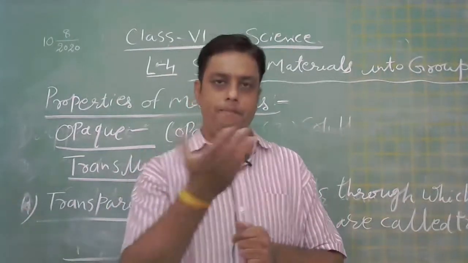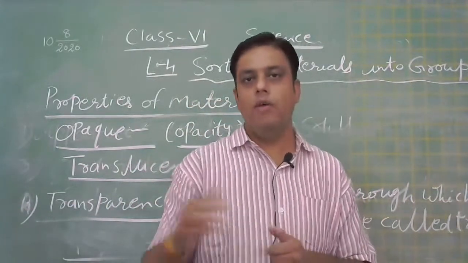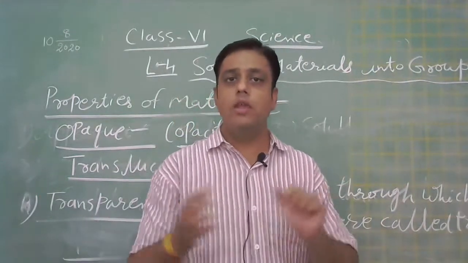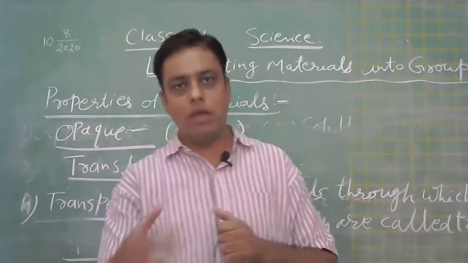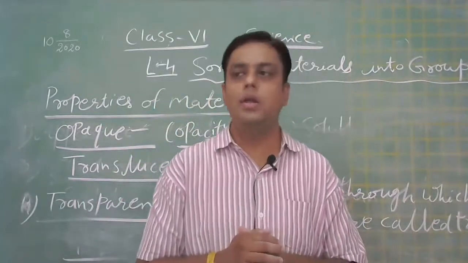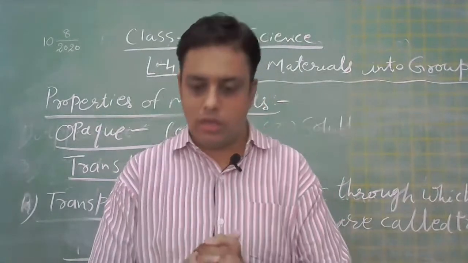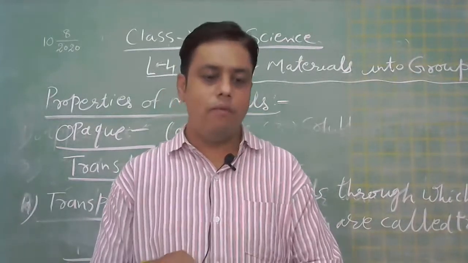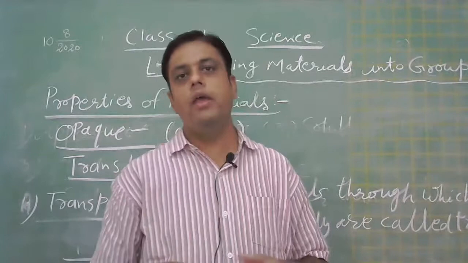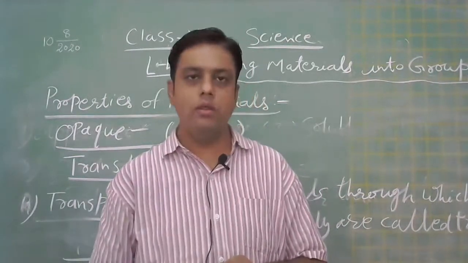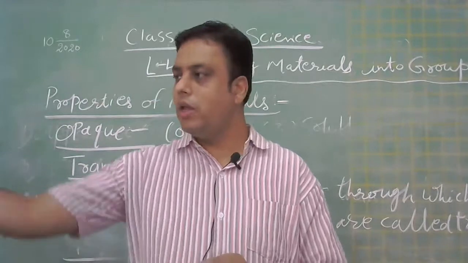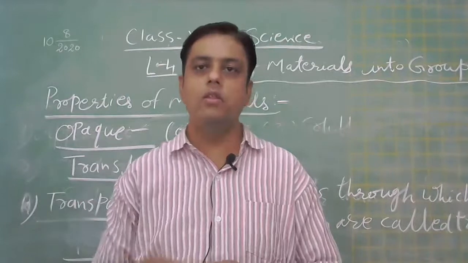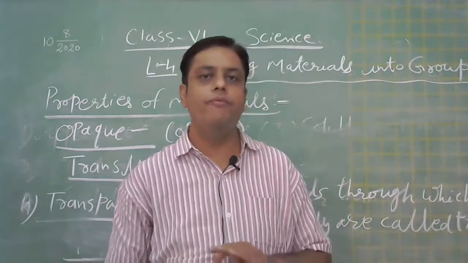Other things: sometimes in the rainy season the water is not clear, some sand is mixed in it, so it is muddy water. Muddy water also we can see through but not clearly. One more thing, in the winters we see fog in the air, in the atmosphere. In fog we can see two, three, four meters far, but not very far things. So fog is also an example of translucent things.